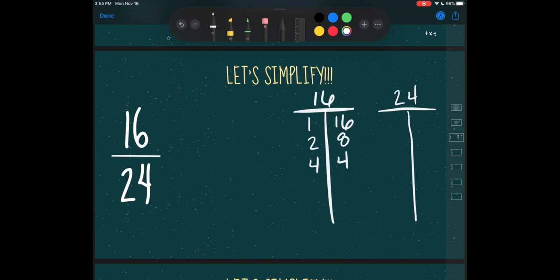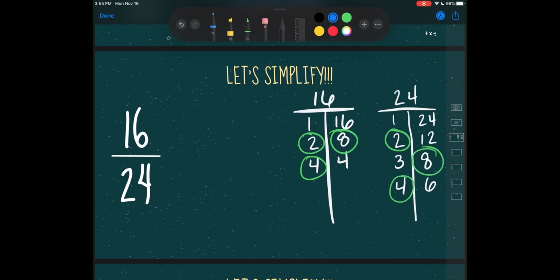1 of 16 is 1 times 16. And now I could also do 2 times 8. And I could also do 4 times 4. For 24, I can do 1 times 24, 2 times 12, 3 times 8, 4 times 6. So I'm going to look at those lists of factors, and I'm going to find the greatest one that they have in common. So they've got 2 in common, 4 in common, and 8 in common. But the greatest one they have in common is 8.